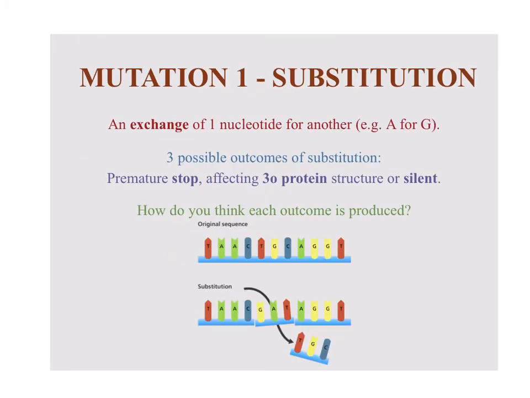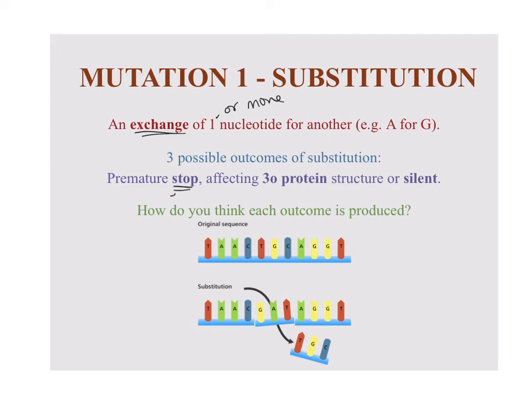Okay. Now, the first type of mutation that we're going to take a look at is a substitution mutation, and for the rest of these mutations, what they are, as in substitution, deletion, insertion, is pretty self-explanatory. So for substitution, we are exchanging one or more nucleotides for another. So this is maybe swapping an A for a G for a C for a T. And there's 3 possible outcomes of a substitution mutation, and that is a premature stop.